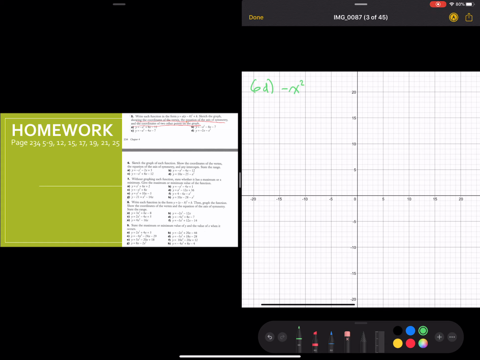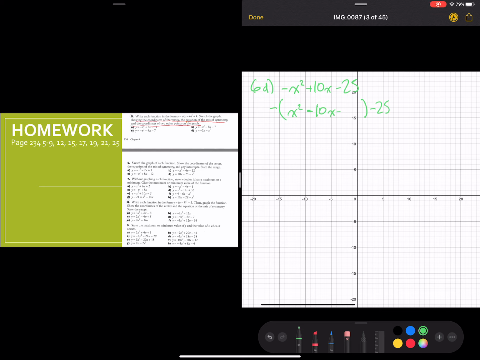Minus x squared plus 10x minus 25. All right, take out this negative. Minus x squared, I'm taking out the negative from here, so minus 10x, and I'm going to say minus 25 out there.